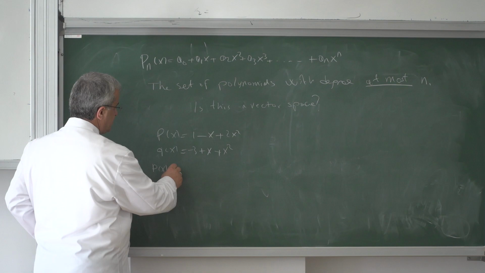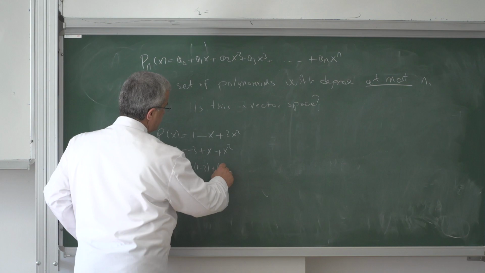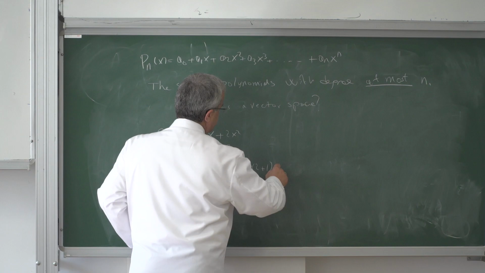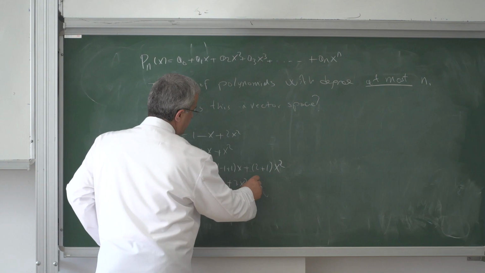You just add the coefficients of the x's, right? So it is 1 minus 3, plus minus 1 plus 1 x, plus 2 plus 1 x squared. So this is minus 2, and 0 times x, plus 3 x squared. So addition is well defined.